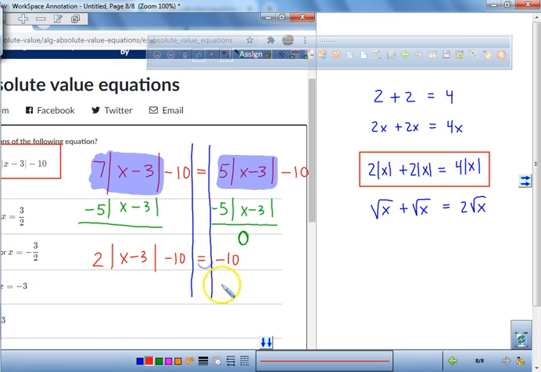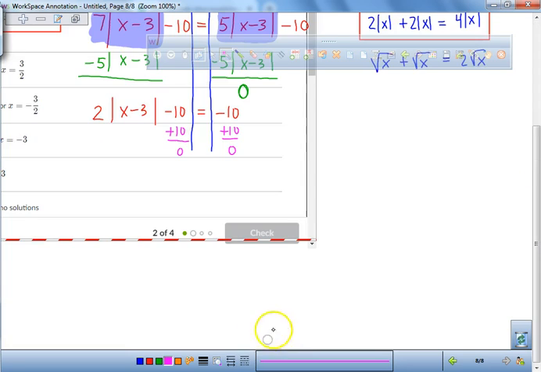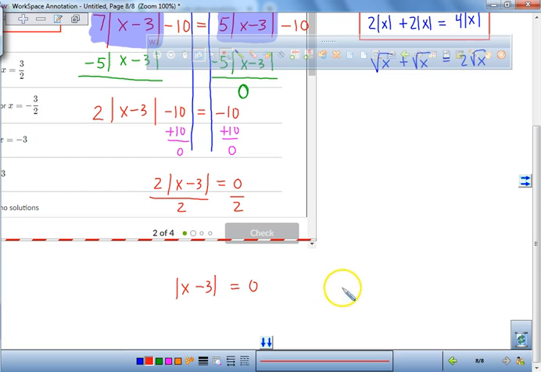There's my equal sign. Uh-oh. Interesting. Look at that. I got a negative 10 and a negative 10. So what happens when I add 10 to both sides? They totally cancel out. Wow, I'm getting a lot smaller now. I got 2 times the absolute value of x minus 3 equal to 0. Well, if I divide both sides by 2, 0 divided by 2 is still 0.